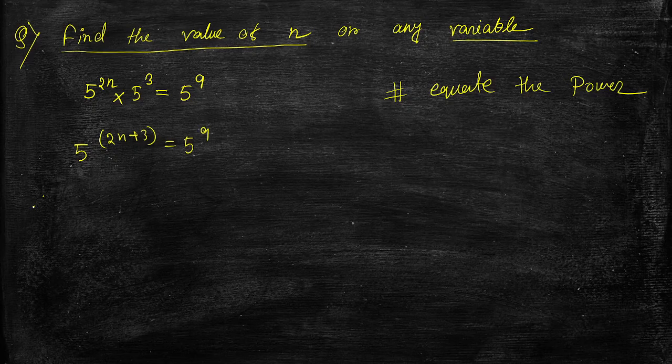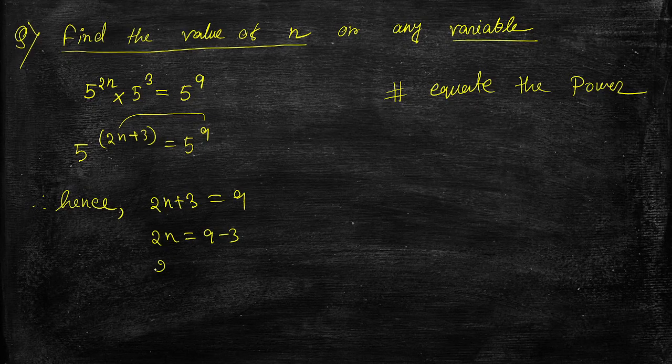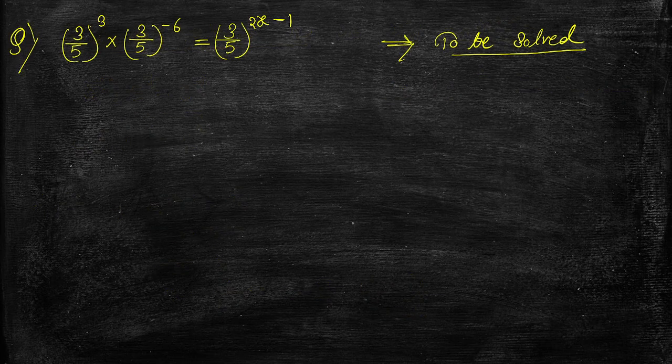So from that, therefore or you can write hence, see, 5 and 5 are equal, so this has to be equal. 2n plus 3 is equal to 9. So 2n equals 9 minus 3. So 2n equals 6. Therefore n equals 6 by 2, that is 3. You got your answer. Now you have to solve this one.